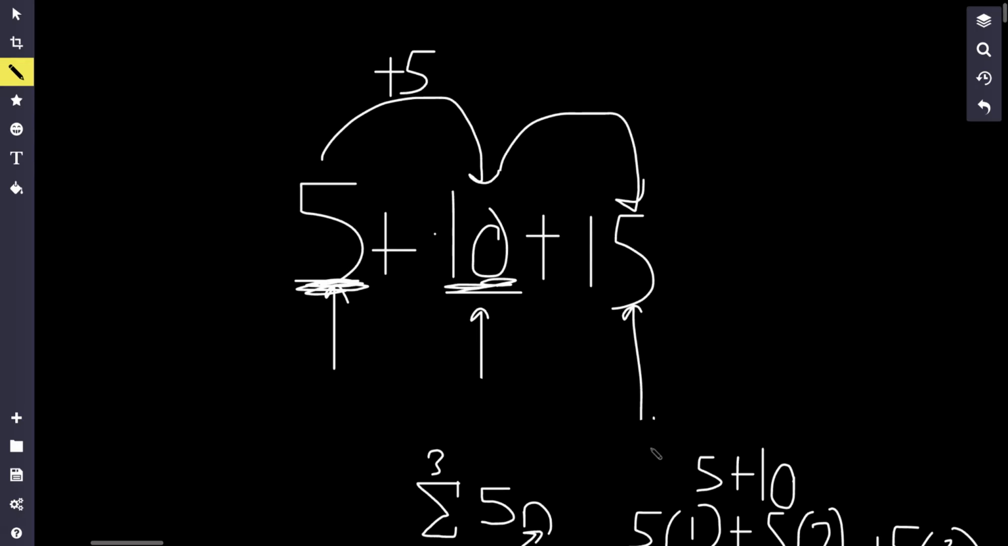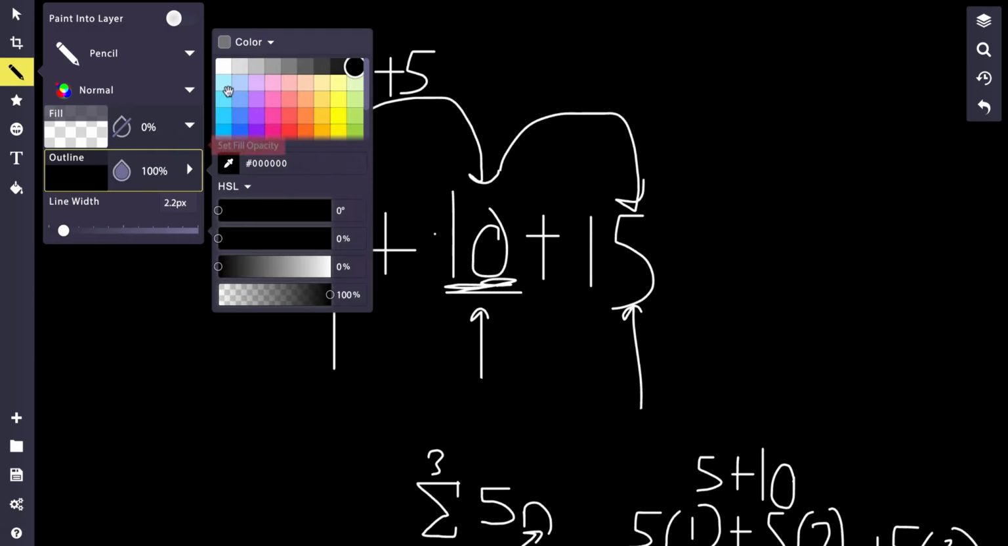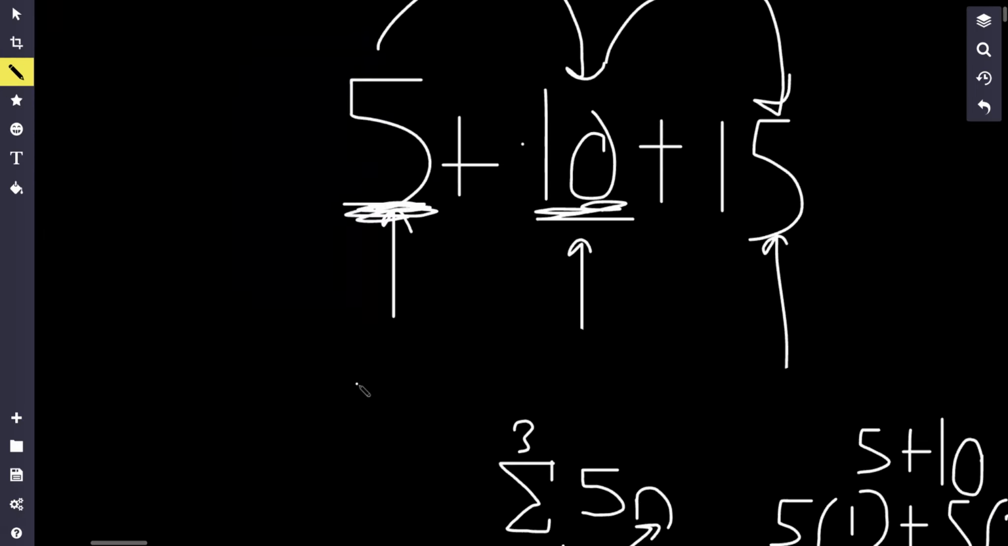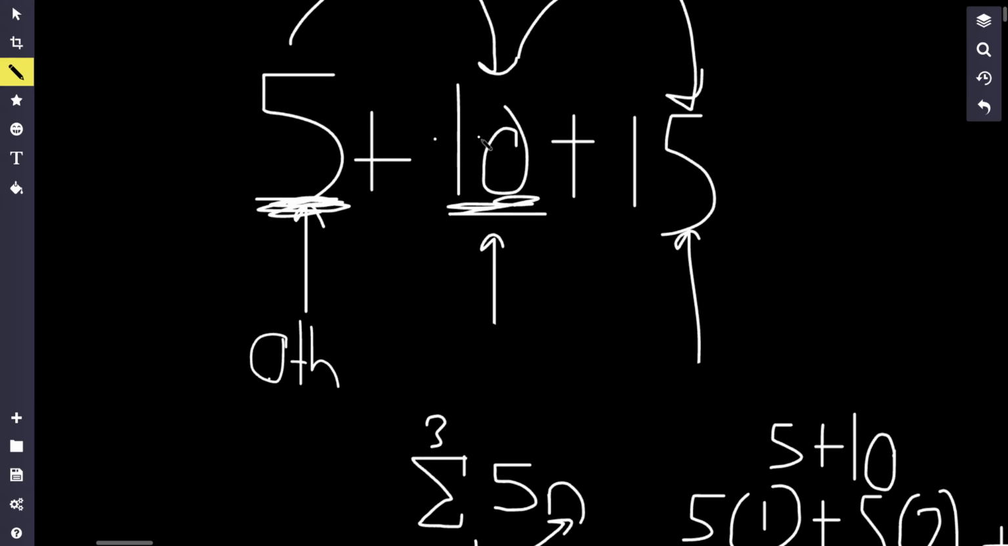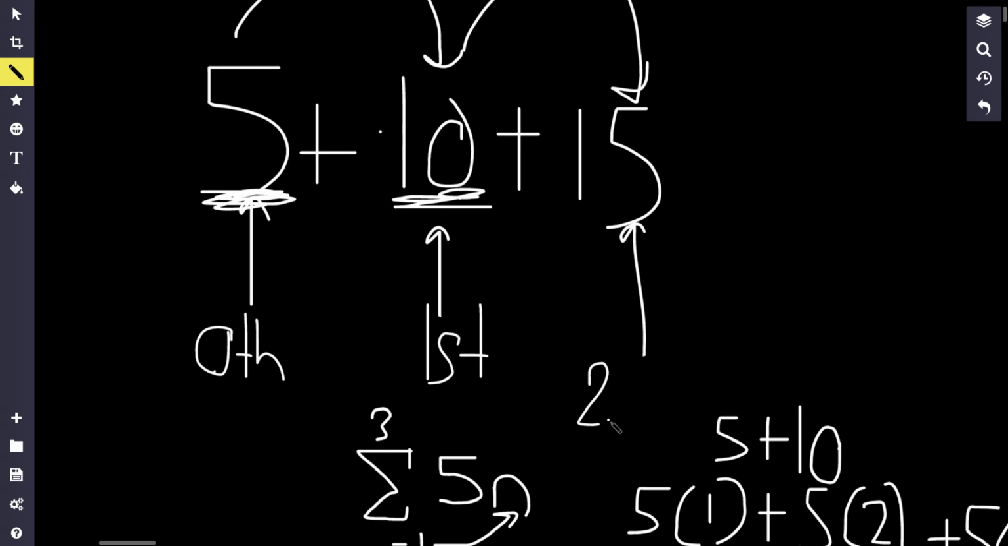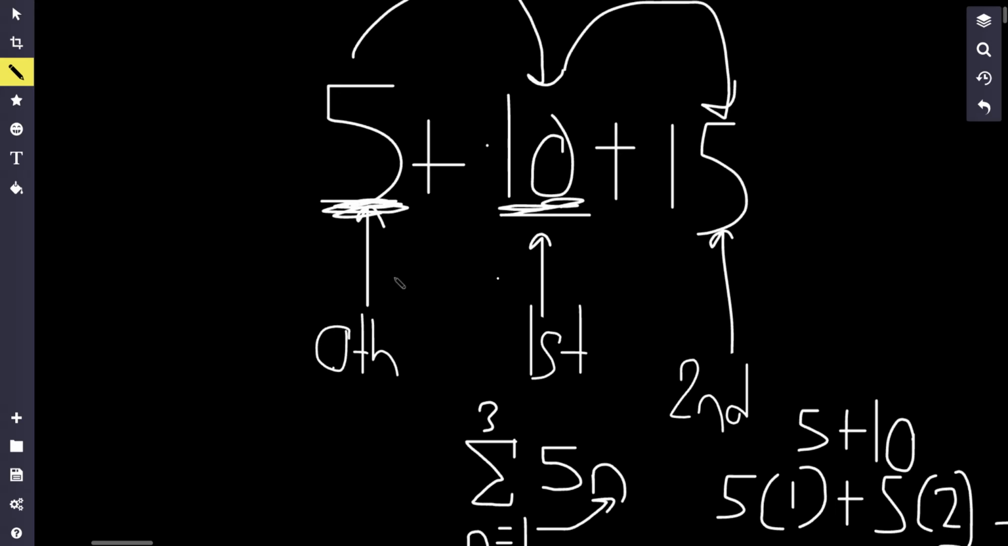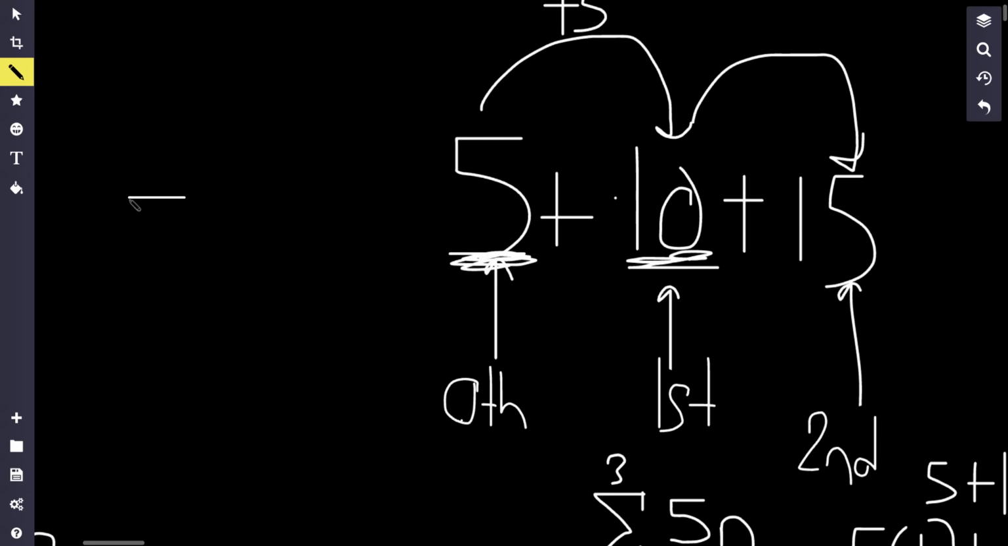Another way you can think about this is, basically imagine if this first term is your 0th term. Imagine if this term right over here is your first term, and imagine if this one right over here is your second term. Okay, now what you can do is you can say, okay, this is the sum from n is equal to 0 up to the second term, right?